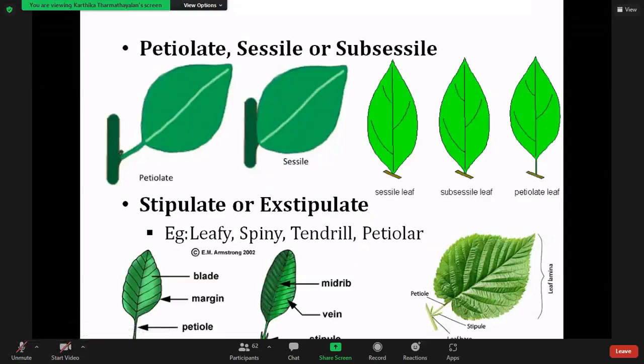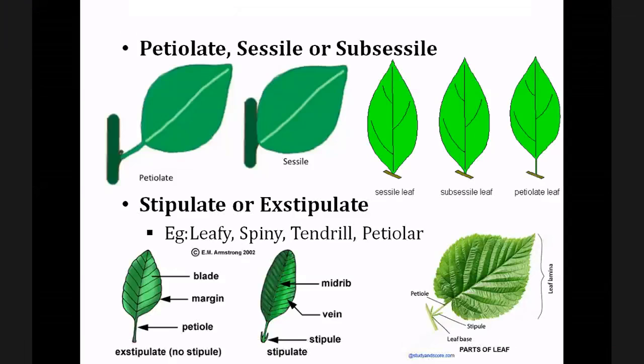Next category, we can describe the leaf as petiolate, sessile, or subsessile. Petiole means the stalk of the leaf. A leaf having the petiole is called a petiolate leaf. The function of this petiole is to attach the leaf blade to the stem.